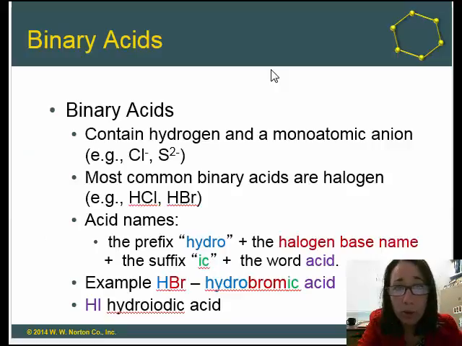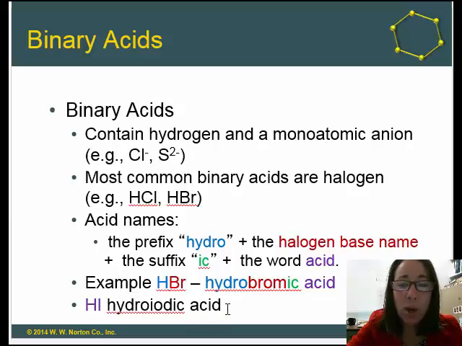The first type we're going to refer to as binary acids because there are two elements in them. And we are only going to focus on the binary halogen acids. So the name of these all have the prefix hydro. They have the root of the element, and then they end in ic, and the word acid is included. So if we look at the slide here, HBr, hydrobromic acid.